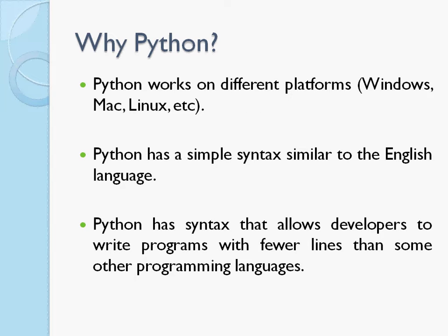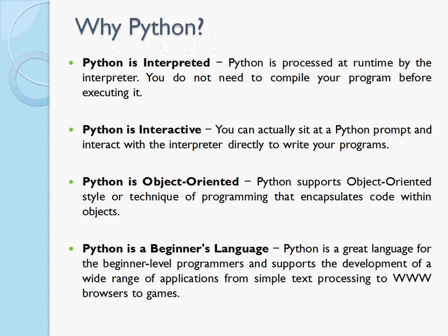Why do we choose Python? It could be worked on different platforms. That is the most ultimate reason we choose Python. Also, its syntax is very simple, similar to the English language. Python has the syntax that allows developers to write programs with fewer lines than some other programming languages. These are the reasons why we choose Python.